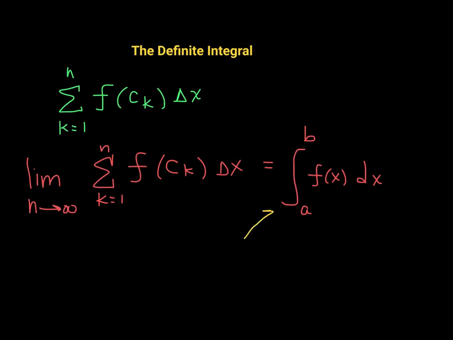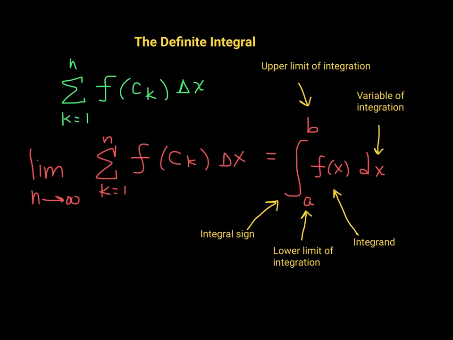Now this symbol here is called the integral, and its origin comes from the letter S, which represents sum. F of x is called the integrand, so it's telling us what we're integrating. And dx just represents the variable of integration, so we're integrating with respect to x. A is your lower limit of integration, and b is your upper limit of integration. So this is the meaning of the definite integral.